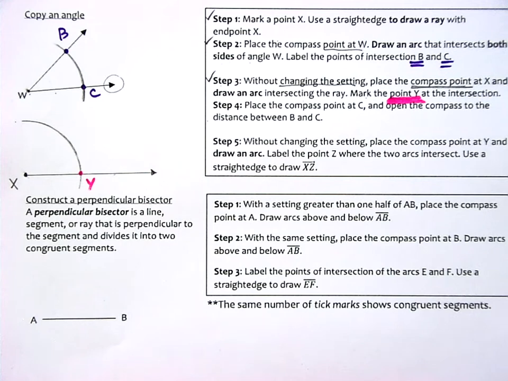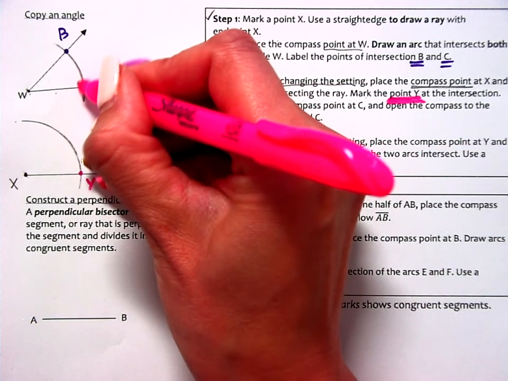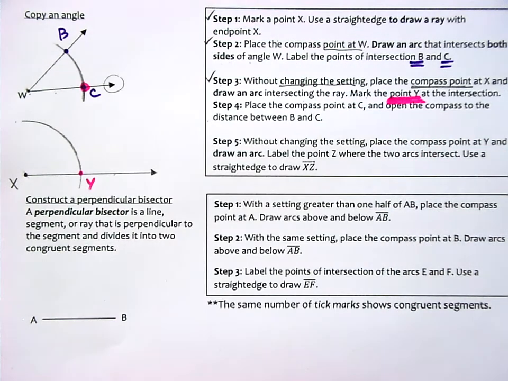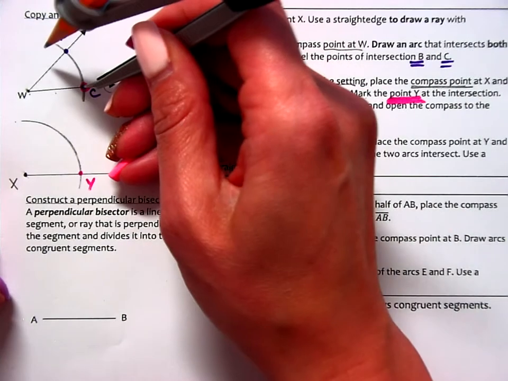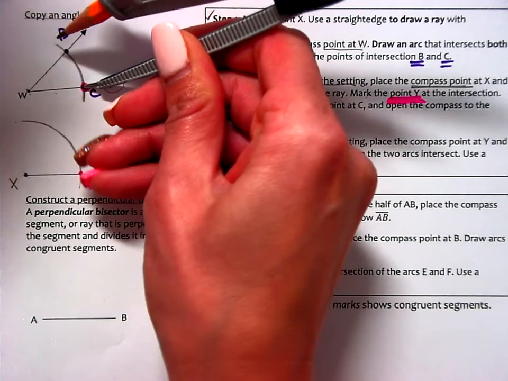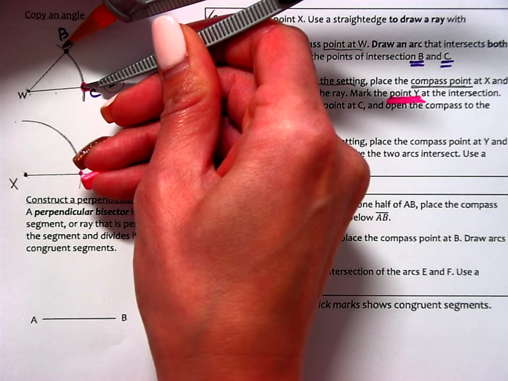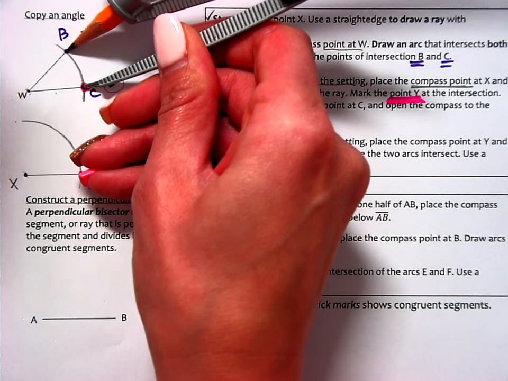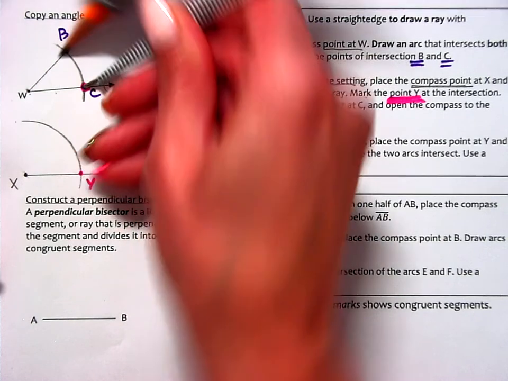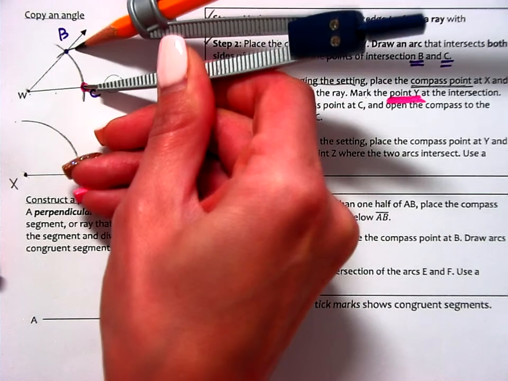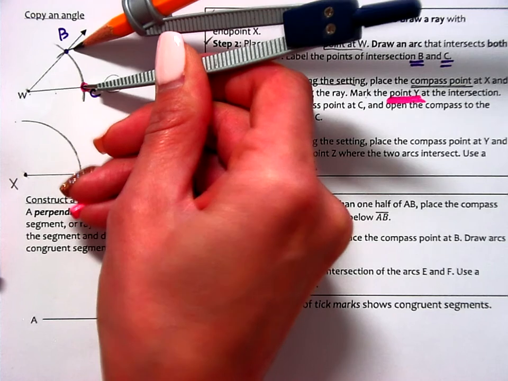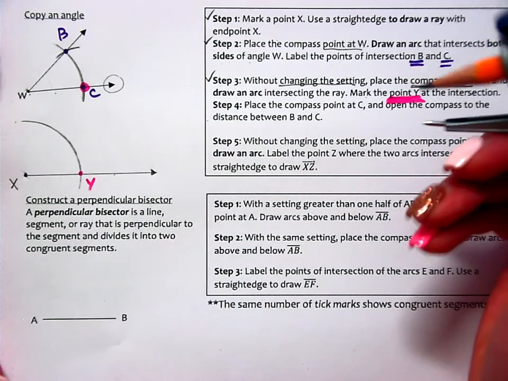Step 4, place the compass point at C. So we're going to go ahead and look at this point C. And open the compass to the distance of B. In other words, sharp on C, pencil on B. Once they're aligned, only then you're going to arc through it. Okay? So that would be step 4.